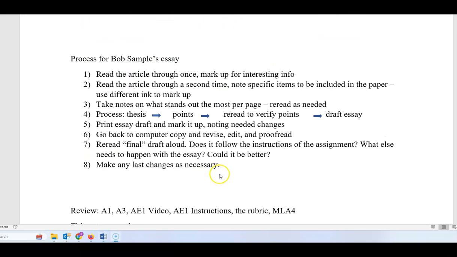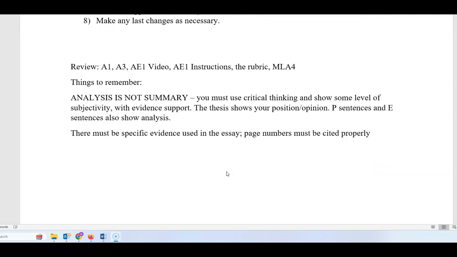So consider everything that we've said today, that I've said in this video, as you revise your own essay, as you look at your peers' essays. Keep all of these things in mind so that you can have the best essay that you can.